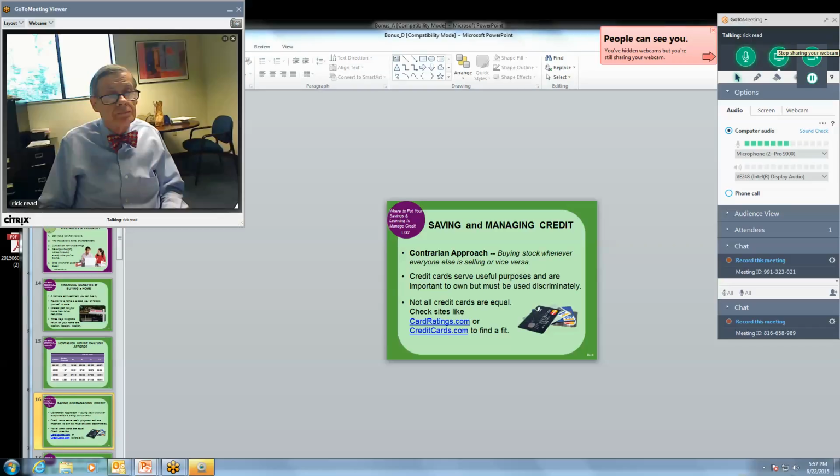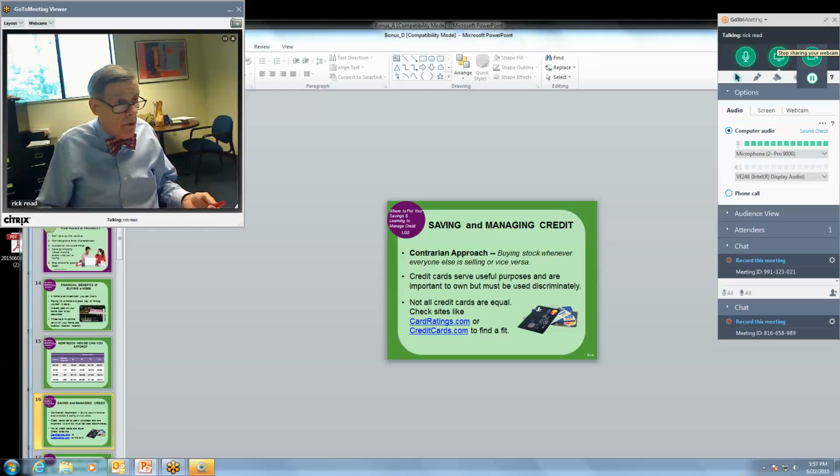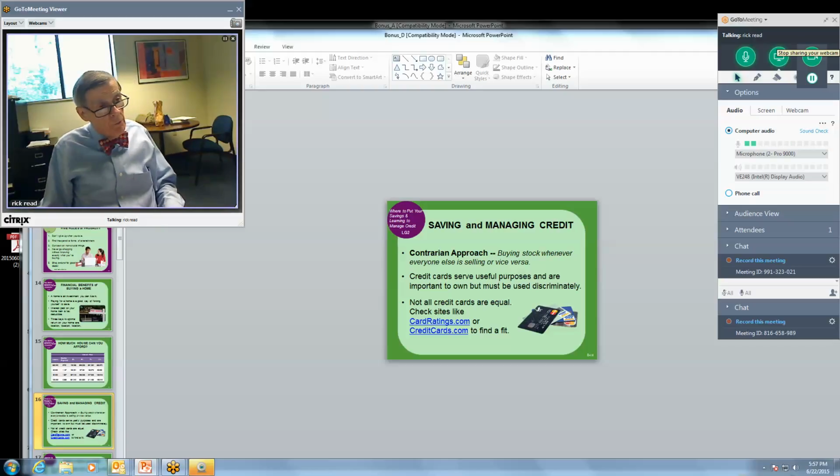Savings and managing your credit. Contrarian approach, I think, is a good way to think about that. Don't buy stock just because everybody else is doing it or the stock looks hot. You could get lucky. A lot of people don't. Be careful with credit cards. The annual rate on a credit card, many of them, is around 20%. And pay off the credit card as soon as the bill comes due. Don't borrow on credit cards.